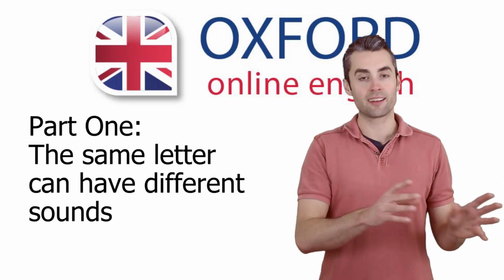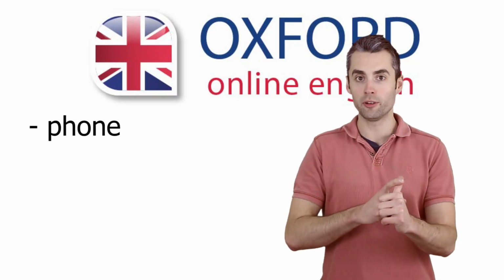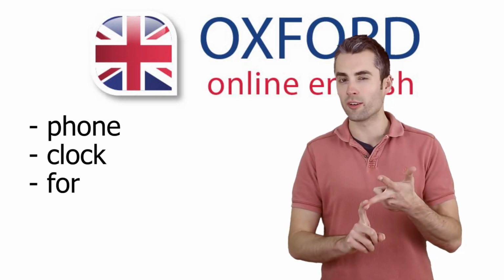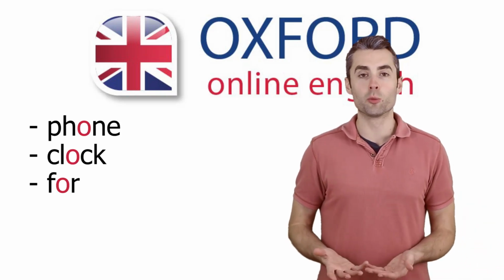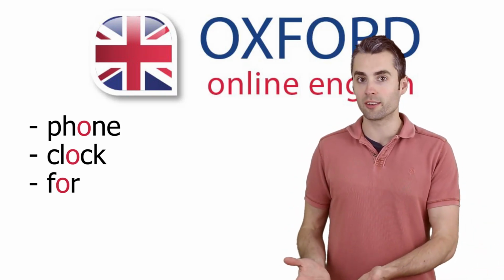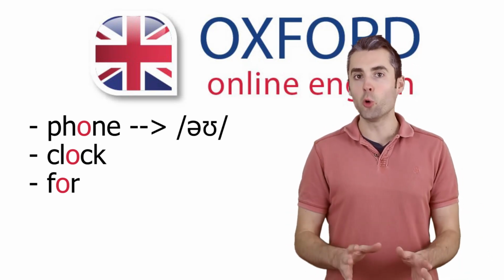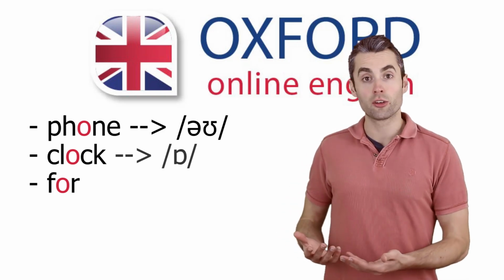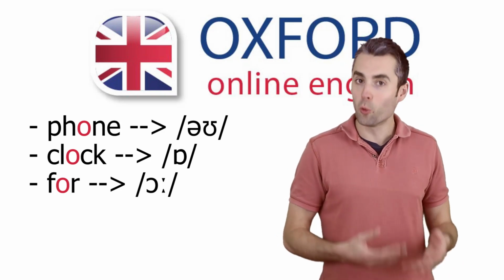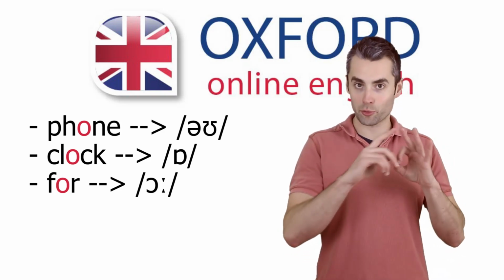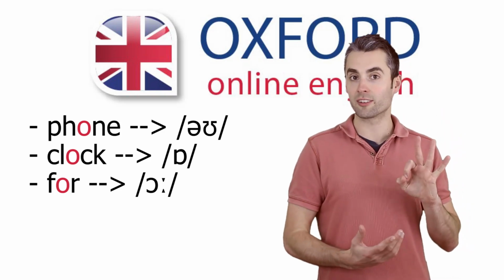Part 1. The same letter can have different sounds. Look at 3 words: phone, clock, for. All of these words contain the letter O. Is the letter O pronounced in the same way in each word? No. In phone, the letter O has an O sound. In clock, O has an O sound. And in for, O has an O sound. So here we have 3 different words, all with the same letter, but with 3 different pronunciations.